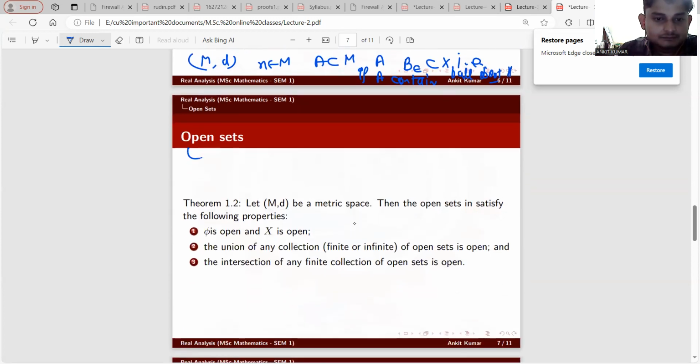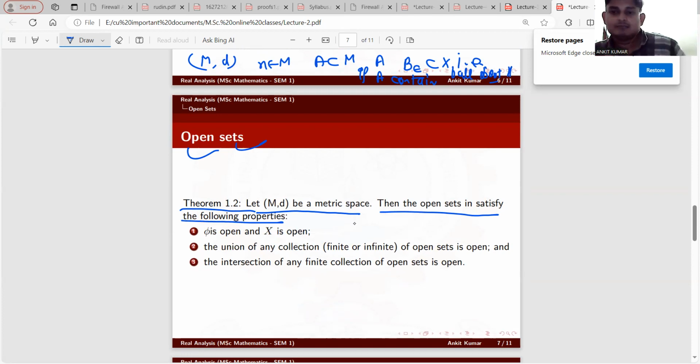ओपन सेट्स क्या हो जाएंगे? Open sets: let M comma d be a metric space, then the open sets in M satisfy the following properties. आप ये सपोज करिए कि M comma d a metric space है, then the open sets satisfy the following properties.